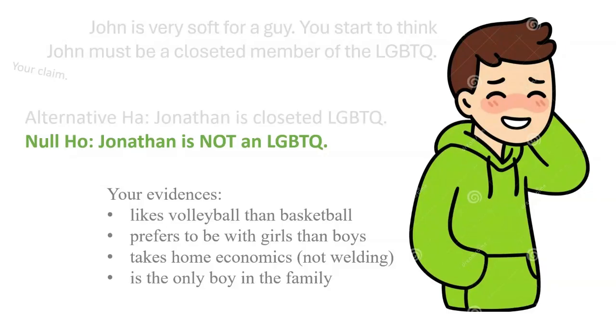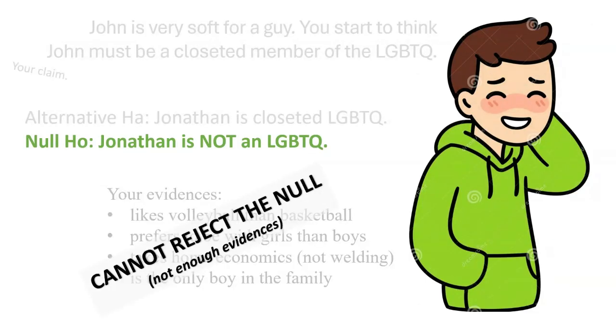Just because someone plays volleyball than basketball does not mean a man is LGBTQ. Just because a person takes up home economics and not welding does not mean he's LGBTQ either. The other evidences are also very weak. Hence, we cannot reject the null hypothesis. Therefore, the idea that Jonathan is not an LGBTQ remains unchallenged by the weak evidences. If we want to truly verify that Jonathan is LGBTQ, we must look for much stronger evidences against this null hypothesis. Otherwise, we cannot reject this at all.